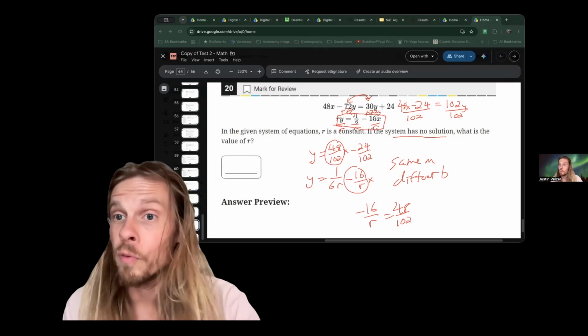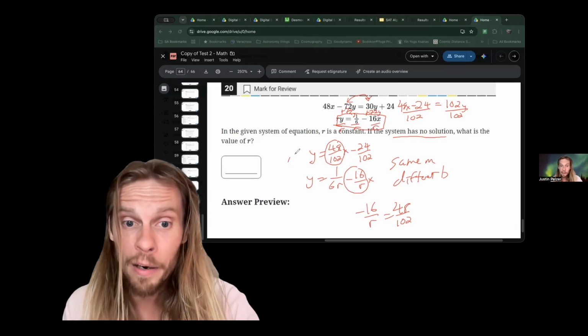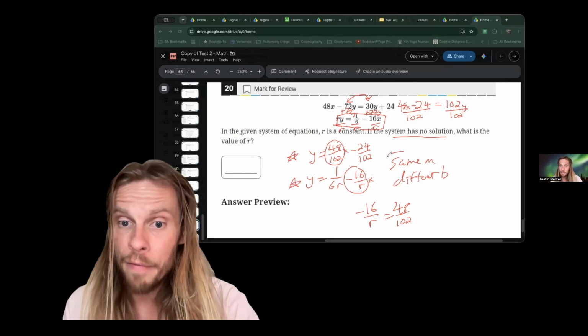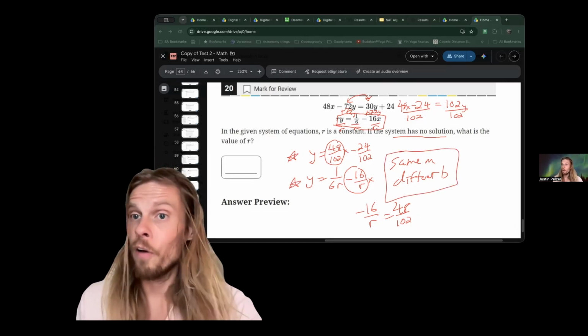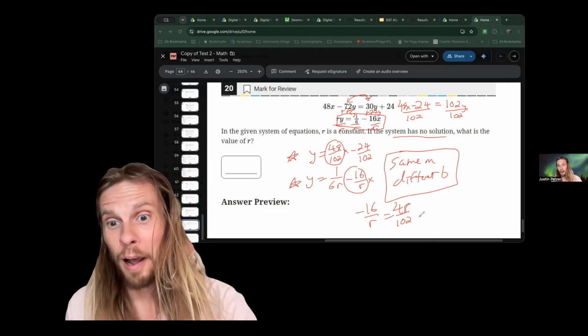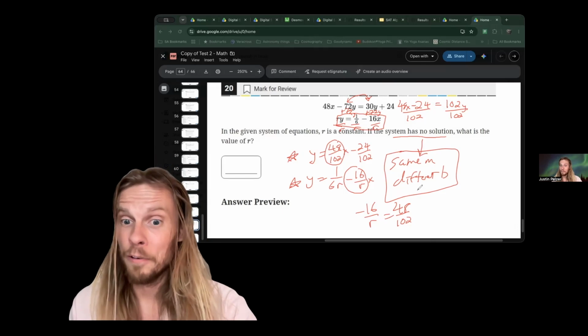We know how to move things around in an equation. We know how to solve for y. I solve for y here. I solve for y here. They have the same m but different b. Since they have the same m, I can solve for r, no problem. No solution means same m, different b.